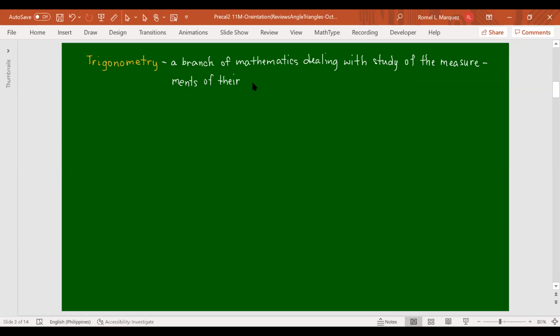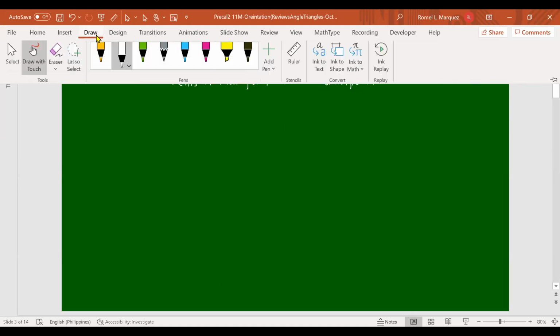What parts in particular, guys? What parts? We have sides and or edges, no? Sides and angles. And angles. Okay? So that's what we mean by trigonometry. Now, using trigonometry, it is possible for us, for instance, to measure the height of a tree.